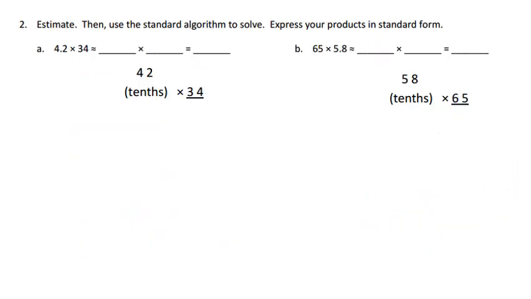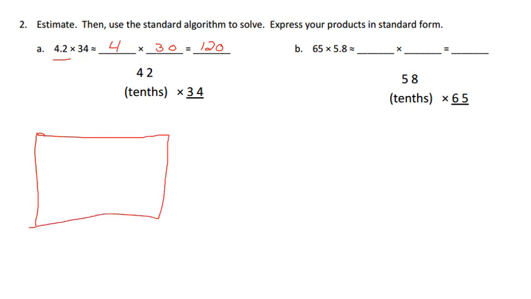So on the next one, the first thing we're going to do is our estimate, and 4 2/10 is closer to 4. 34 would be closer to 30. 4 times 3 is 12, and put our 0. So we know our answer has to be close to 120. So I'm going to go ahead and draw a quick area model. And I'll put my factor on top, which we can see 4 2/10 would be 42 tenths.